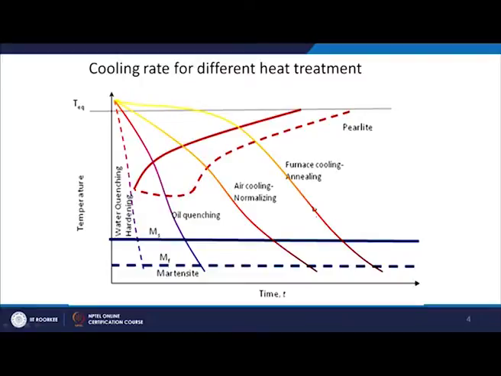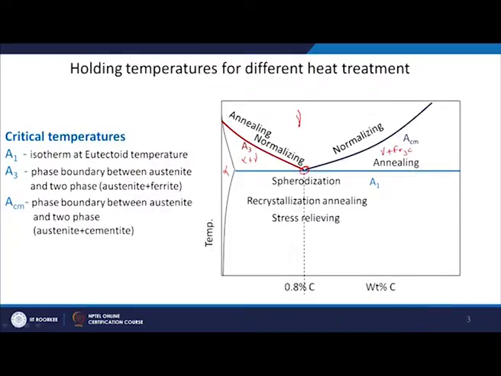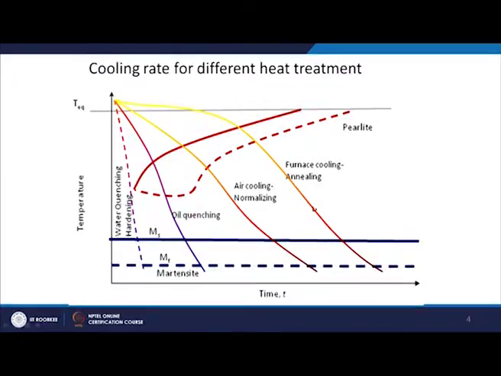So, now these are the holding temperatures for different heat treatments. And what will be the cooling rate for different heat treatments? You can see that I can have furnace cooling, so a very slow cooling rate. This will give you furnace cooling, which is what we do in annealing. This is a faster cooling rate, that means I have taken the product out of the furnace and I am doing air cooling.